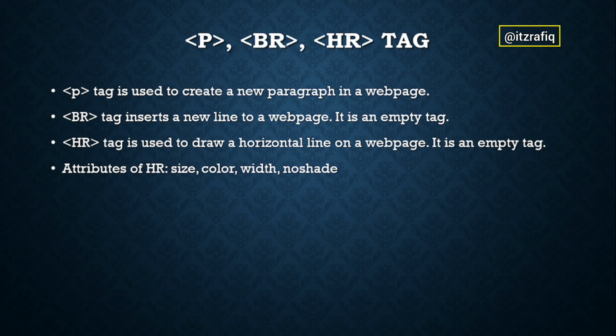HR also has some attributes. They are size. Size defines the thickness of the line, how thick we want. If we don't write the size, by default it will be 1 pixel thick. Color, it defines the line color. Width, how long we want the line. We can give 100%, we can give the width in either percentage or pixels. Noshade, by default you will get a little bit of shading on the line. If you don't want shade, then you can write noshade.